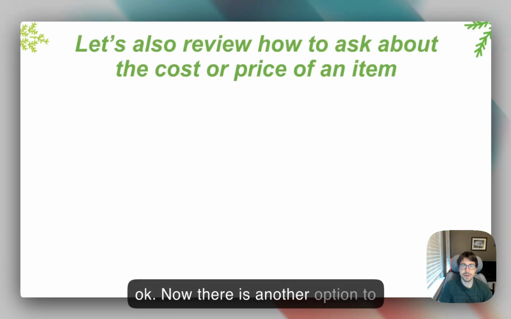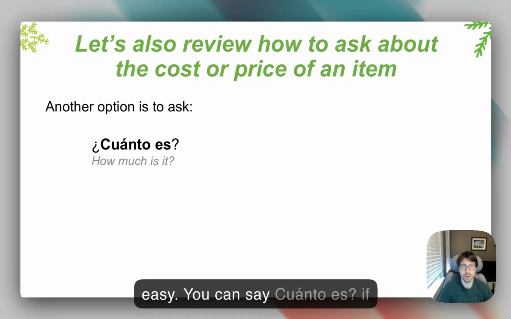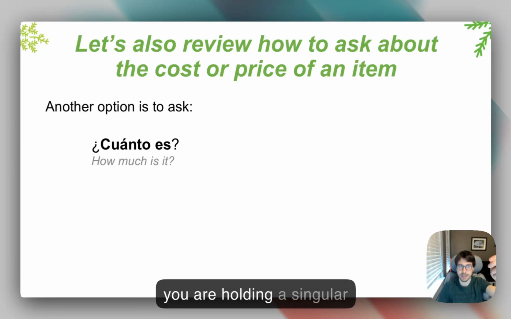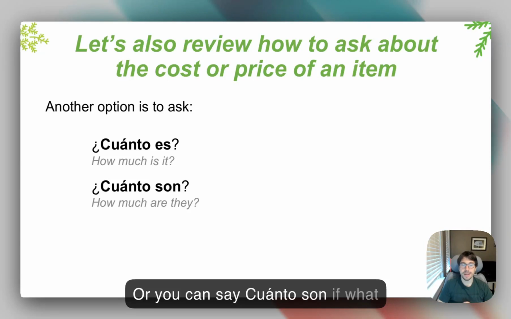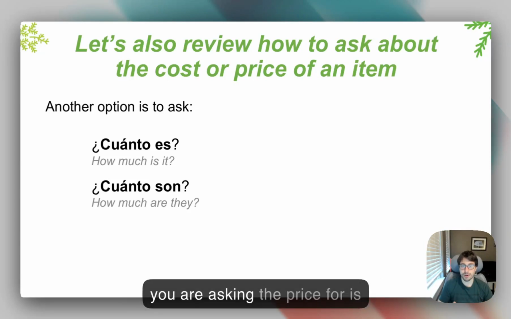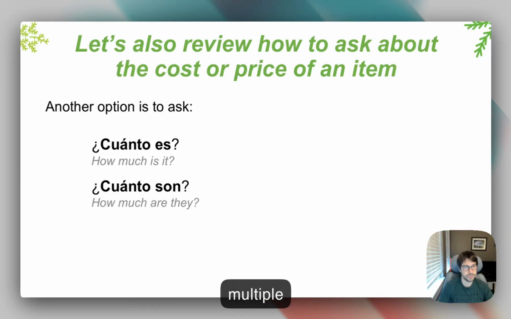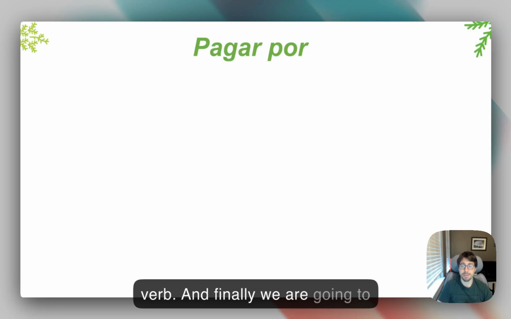Now, there is another option to ask for the price of an object without naming the object. Let's say you are holding an object that is singular or plural, and this is super easy. You can say, ¿cuánto es? if you're holding a singular object, or you can say ¿cuántos son? if what you're asking the price for is multiple objects. And finally, we're going to learn about por with the verb pagar.